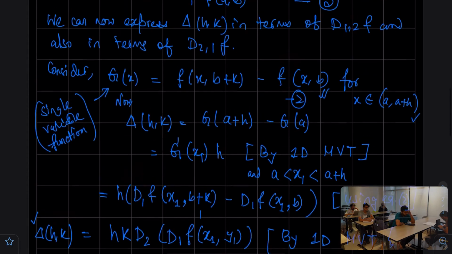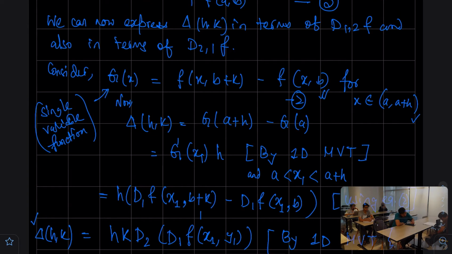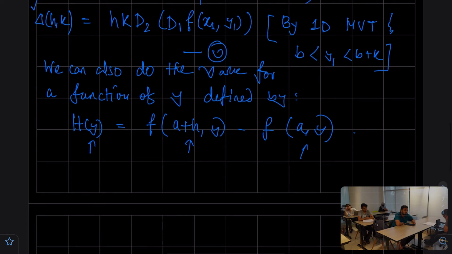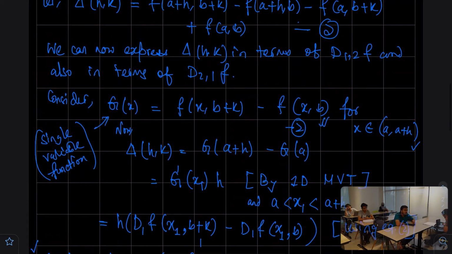When I look at g of x, I see that my function has b plus k and b, so it doesn't depend on y really. So here that's why it's a g of x. Here it is a function of y, so my function should not depend on x. So I would take a plus h and a, such that I can write this delta in terms of h of y. My placeholder for y should be the limit points of y, like b and b plus k, such that I can express delta in terms of h of y.